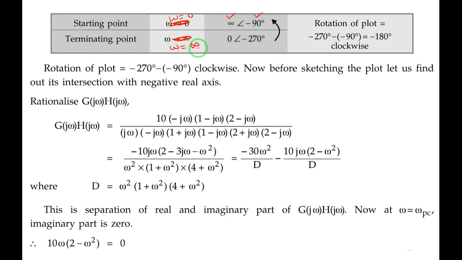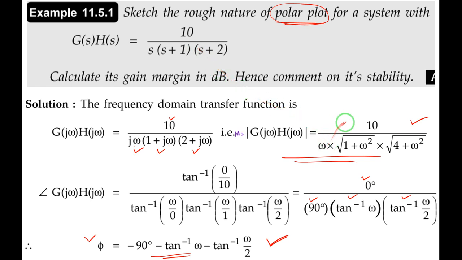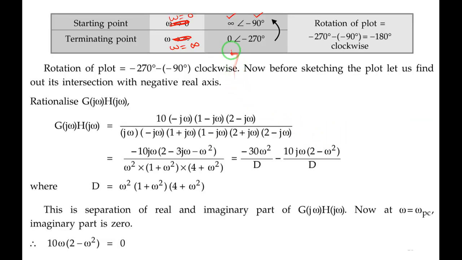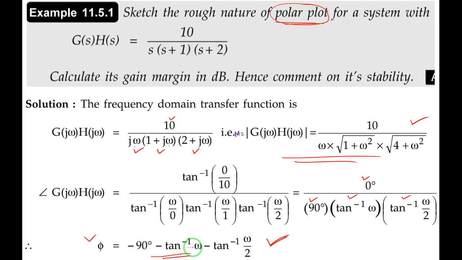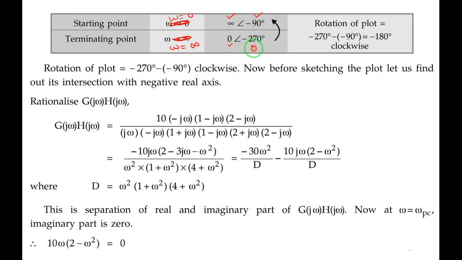Then substitute omega equal to infinity in the magnitude equation. Anything divided by infinity is 0. So magnitude is 0, over. Next, substitute omega equal to infinity in the phase equation. Tan inverse of infinity is 90 degree, so minus 90, minus 90, minus 90. So minus 270. I hope you are getting it, right? Then the rotation of the plot: you subtract from here to here, minus 270 minus of minus 90. So it is minus 180 degree.